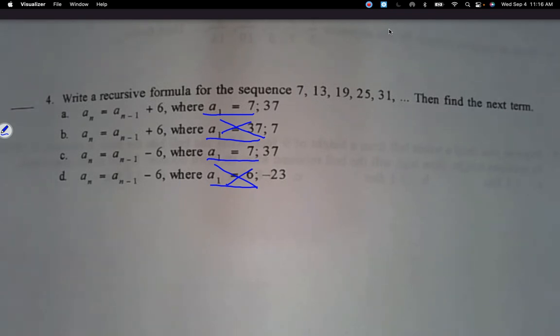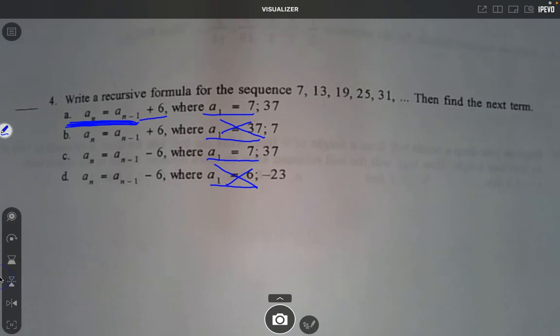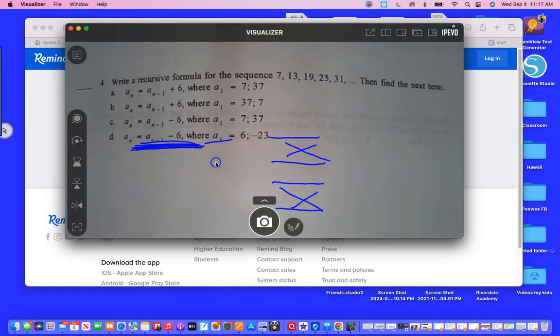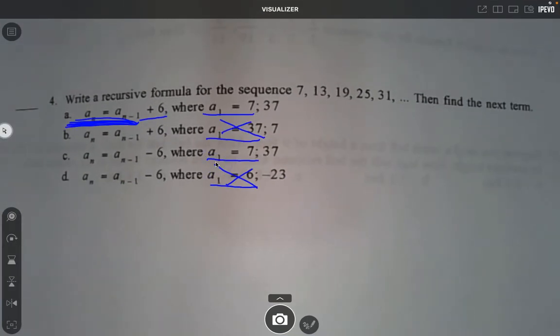And what are you doing to get to each term? Adding 6. So you take your previous term and you add 6. So does everybody understand? See how much better it is on the paper? Notice every time it's written the same. You're doing something to that previous term. Oh, because this right here, it's saying your first term is 7. B and D said 37 and 6. That's not right. So I can already tell it's not B and it's not D.